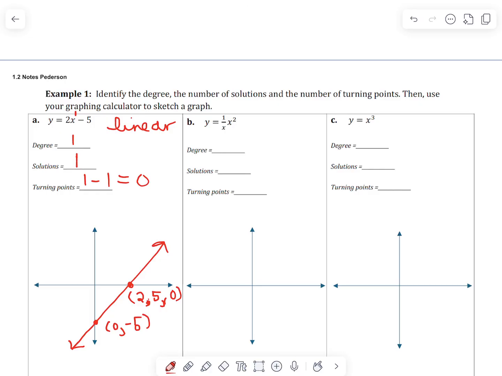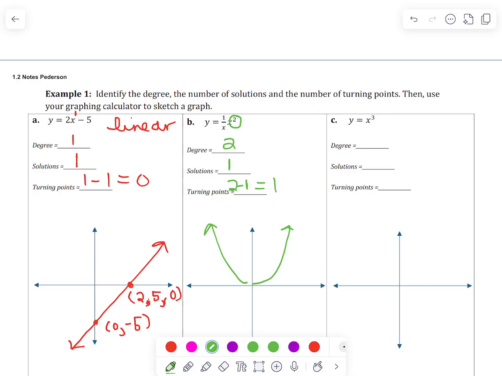The second one, y equals 1/2 x squared. Now our degree is 2. So now our solutions, our zeros, are going to increase by 1. And then our turning points, so 2 minus 1 will be 1 turning point. So we would type this into the graphing calculator. This will be the shape of what we call our parabola.